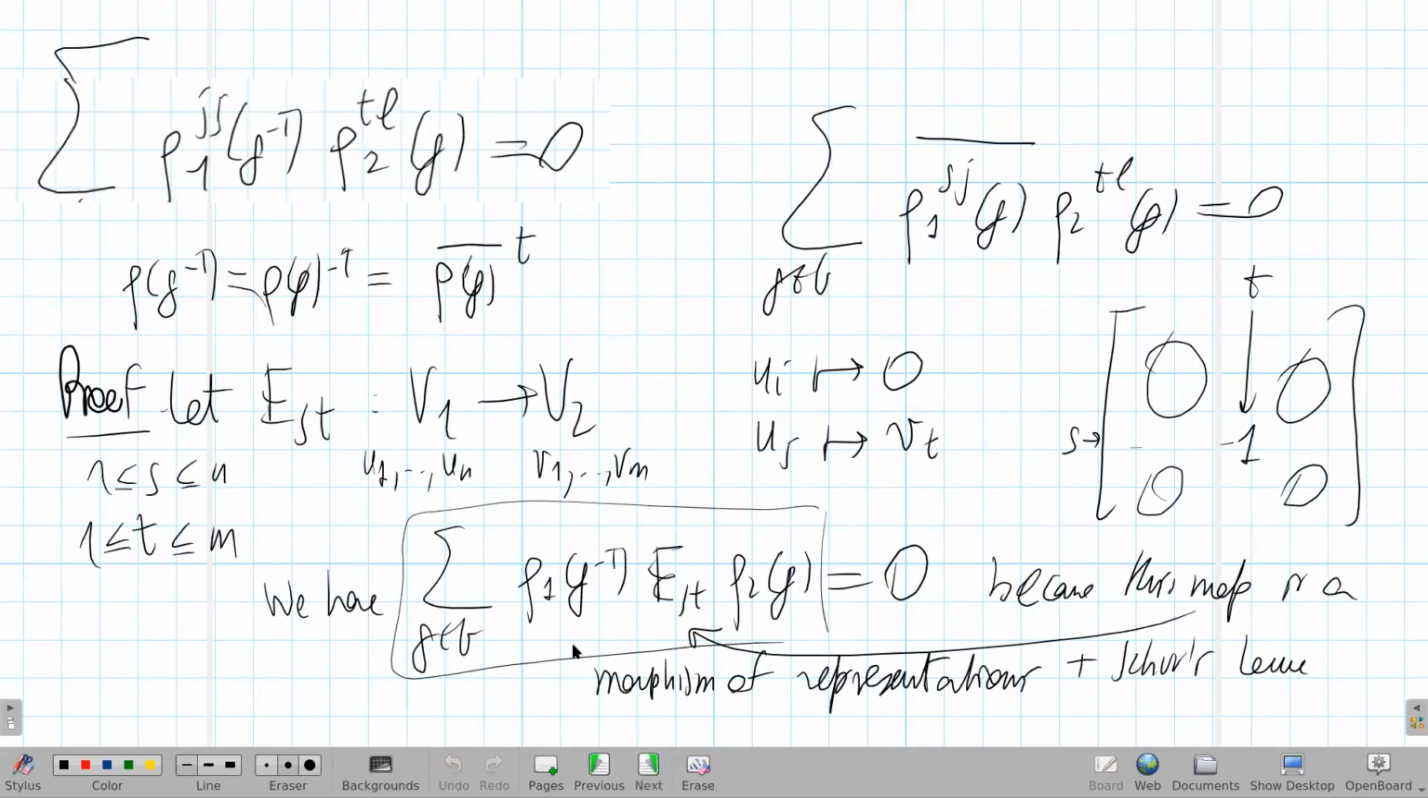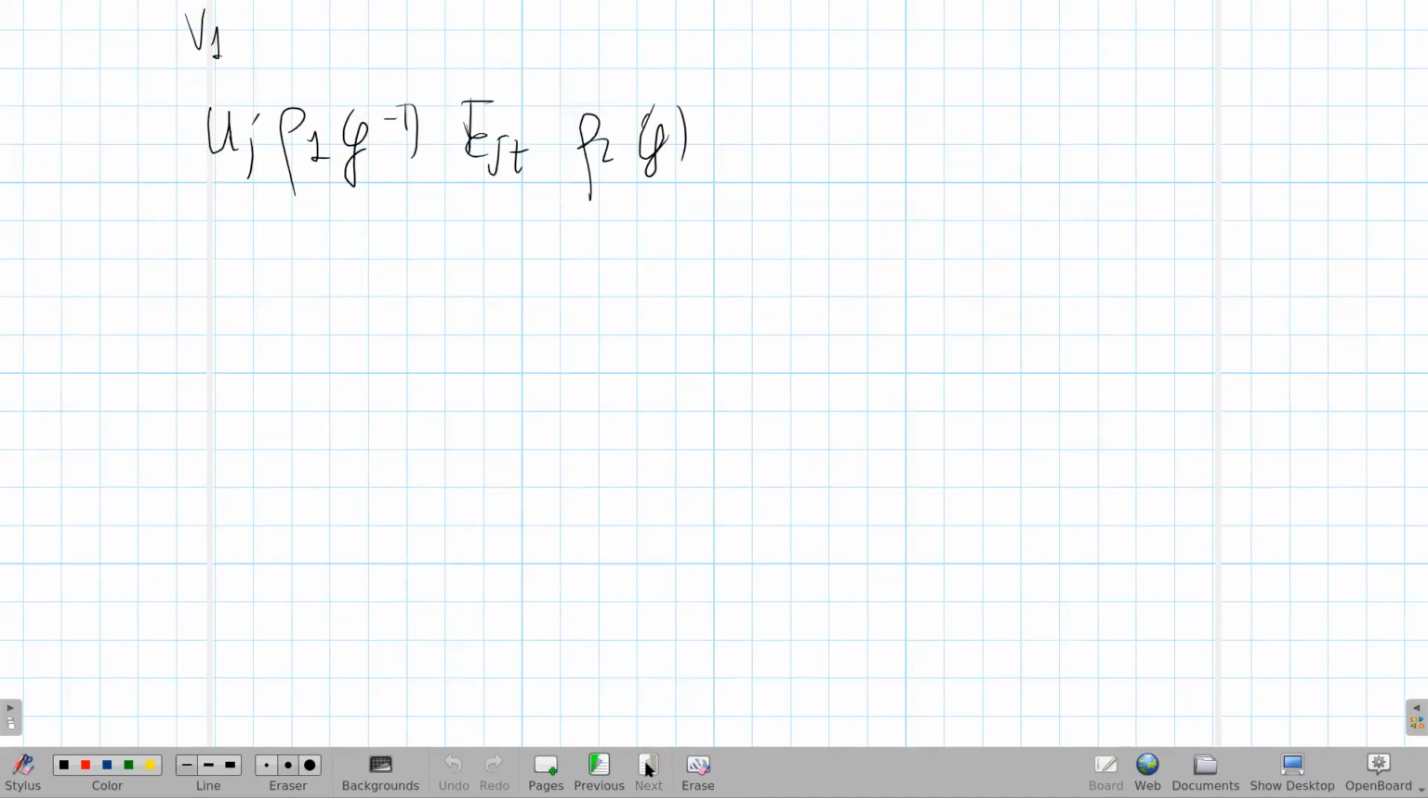Okay, so let's consider what happens when I take a Uj, an element of the basis of V1, and I apply to it one of the summands of this. This is just one of the summands; then we'll sum over G to get this. So what happens when you do this?